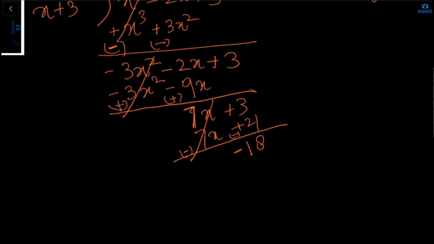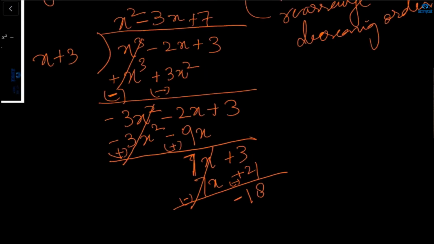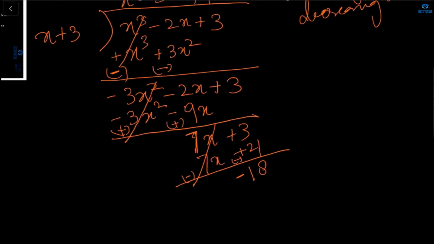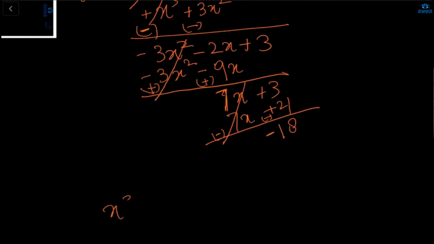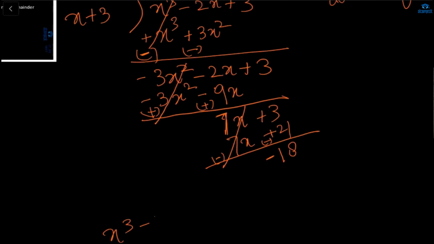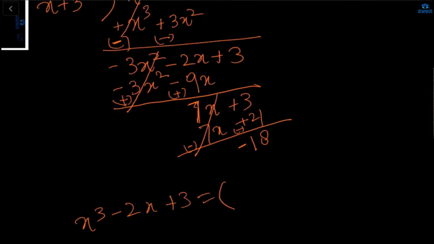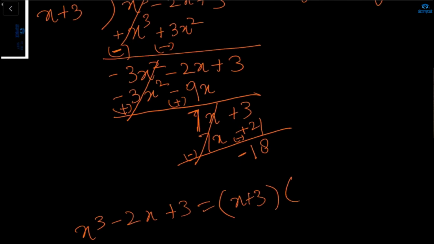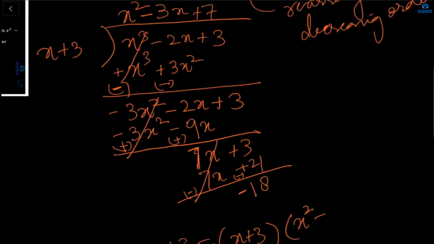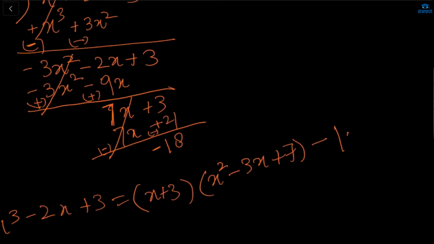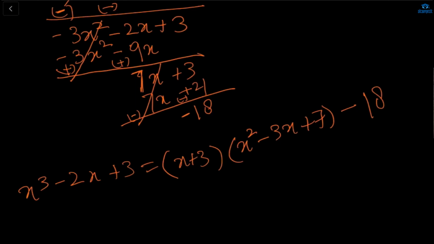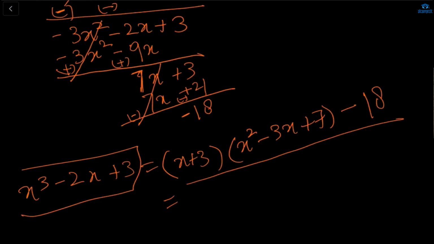Now, if you want, you can verify this question also. How can you verify? Here p(x) is x cube minus 2x plus 3. This should be equal to g(x), that is x plus 3, multiplied by the quotient, that is x square minus 3x plus 7, plus the remainder. Since it is minus 18, I'm writing minus 18 because here we are going to add. If you multiply and check, then this is going to give you the same x cube minus 2x plus 3. If it does not give that, it means there's something wrong with the division.